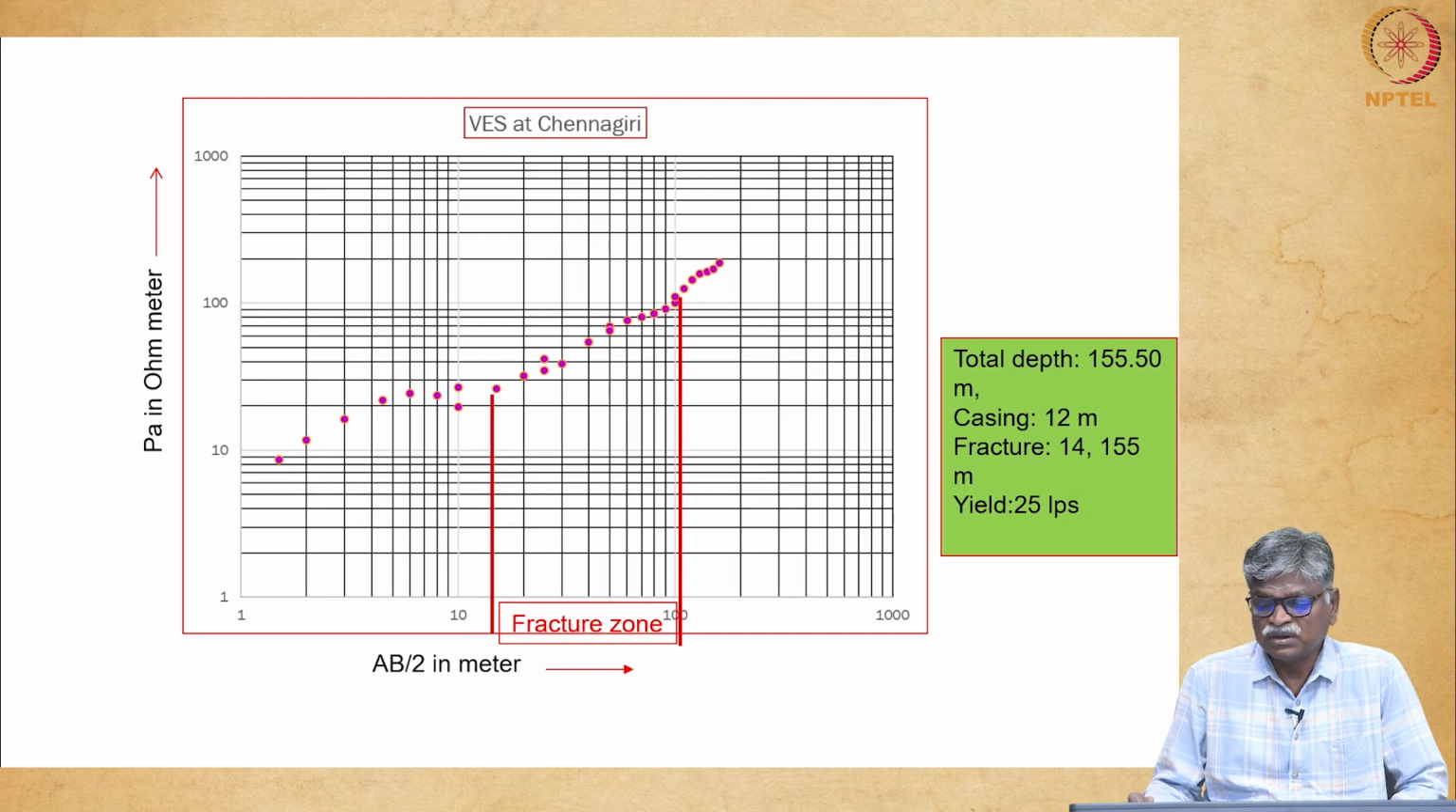One more, also in Salem district, Chennagiri village. We drilled there as well, 155 meters, with casing of 12 meters. We found 2 fractures, at 14 meters and 155 meters. Yield is heavy, a high yield of 25 LPS. This also we found from the resistivity survey only.